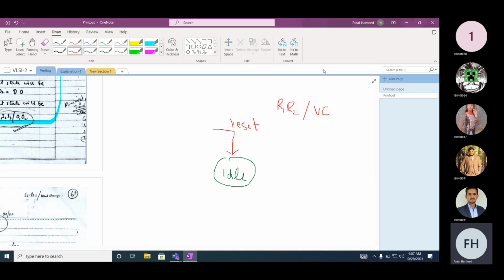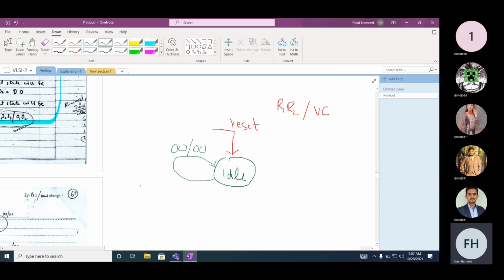Now in the first case, if the input is 0 0, what should be the output? 0 0. And on which state should it lie? It should go into the idle state. So there will be a self edge to the same state. The state will not change.